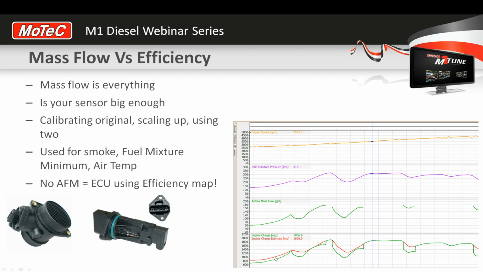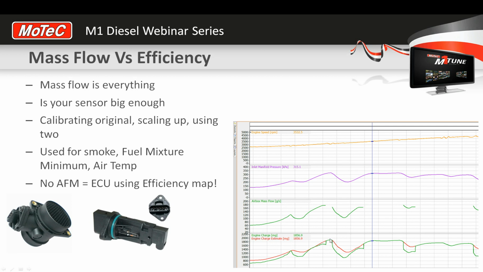Alright, now while the air mass meter is giving us good data, that's the process that the ECU uses to calculate the amount of air that's flowing. Now the moment that air mass meter tops out, the ECU then uses the engine charge estimate channel as its calculation for airflow, and the engine charge estimate channel is derived from our air temperature and our efficiency map.